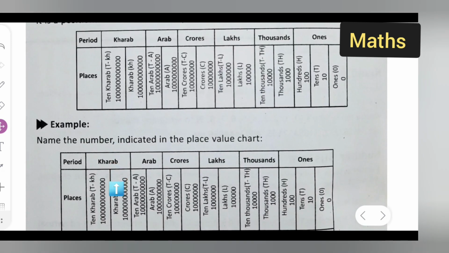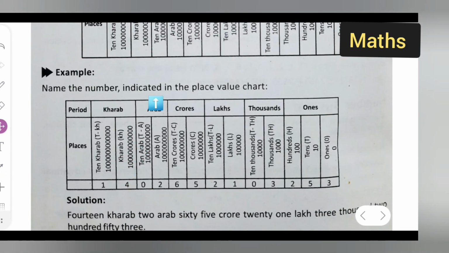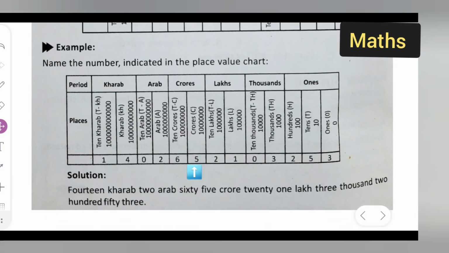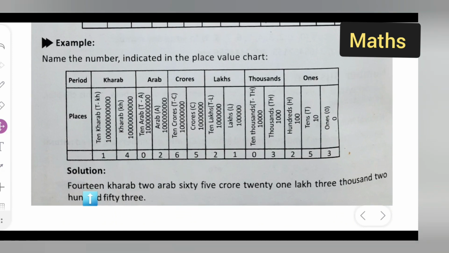Okay, next what we have is the example. Name the number indicated in the place value chart. So these are the place values: ones, 10, 100, 1000, 10,000. You all have 1 lakh, 10 lakh, 1 crore, and so on. Okay, so the solution is what? 14 Kharab, 2 Arab, 65 crore, 21 lakh, 3,253. So you'll have to name the number, all this.